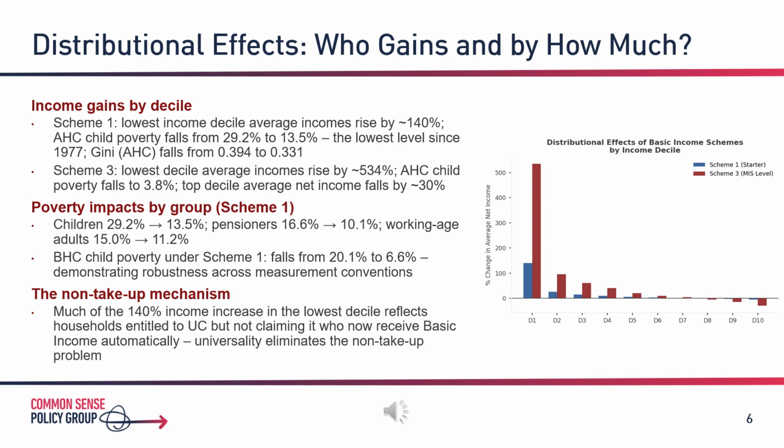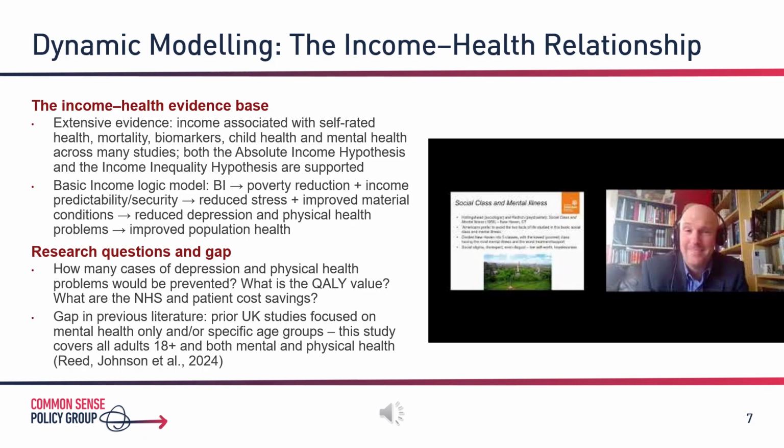eliminating non-take-up. The move from static distributional modelling to dynamic health modelling is the methodological core of this lecture. Let me explain why this matters and what the specific research contribution is. The evidence that income affects health is extensive and well-reviewed. The textbook cites studies on self-rated health, mortality, biomarkers, child development, and adult mental health across multiple countries and methodologies. The absolute income hypothesis, that more income produces better health with diminishing returns, is well supported.